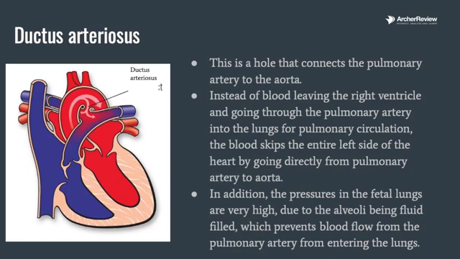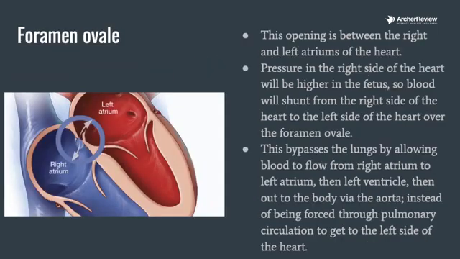The other is the foramen ovale. Let's look at that one now. This is the second opening in fetal circulation that prevents pulmonary circulation, and this is simply an opening between the right and left atriums of the heart.